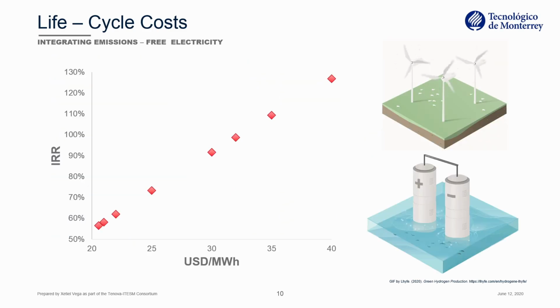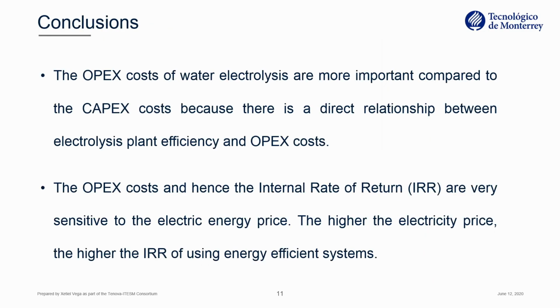Furthermore, I prepared different scenarios where the cost of electricity utility goes down up to $20.57 per megawatt hour, considering that emissions-free electricity is used. In conclusions, the OPEX cost of water electrolysis are more important compared to the CAPEX cost, because there is a direct relationship between electrolysis plant efficiency and OPEX costs.